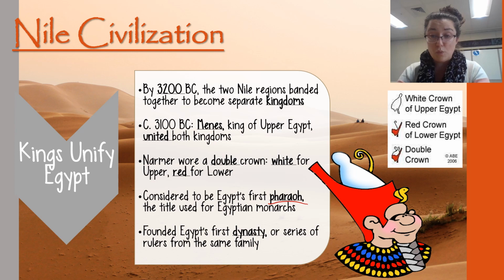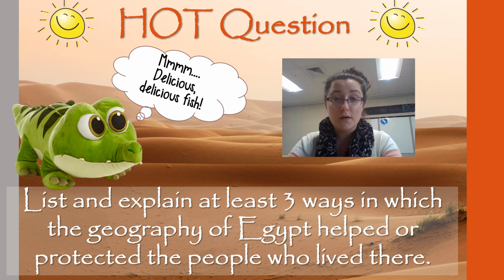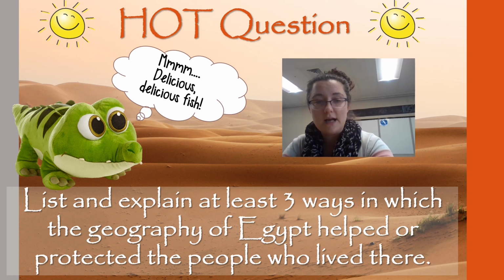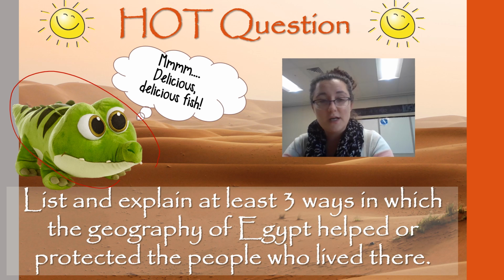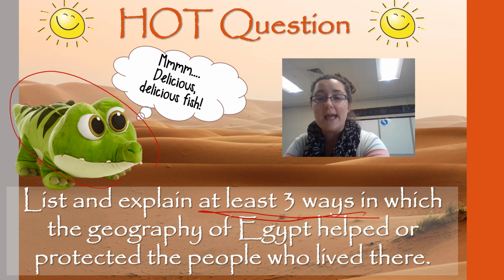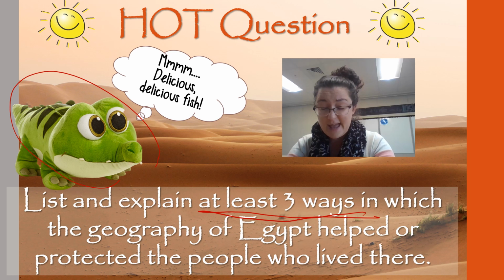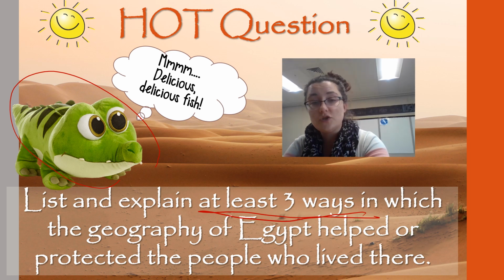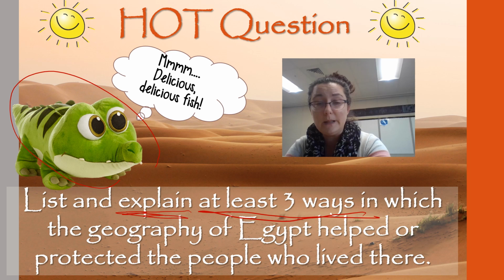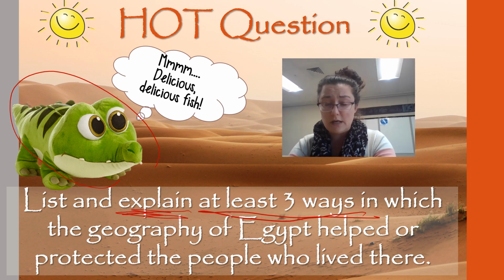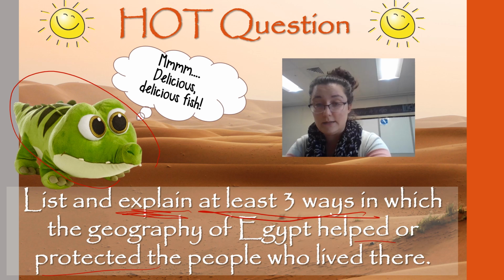All right, one last thing. We've got a hot question, and then we will be finished for the day. So here is Niles, our crocodile here. All right, delicious fish. He wants you to list and explain at least 3 ways in which the geography of Egypt helped or protected the people who lived there. Now, I should see a little bit more than say fish, water, protection, okay? I would like 3 sentences, and make sure you are actually explaining. You're telling me how the things that you're talking to me about actually helped or protected, okay?